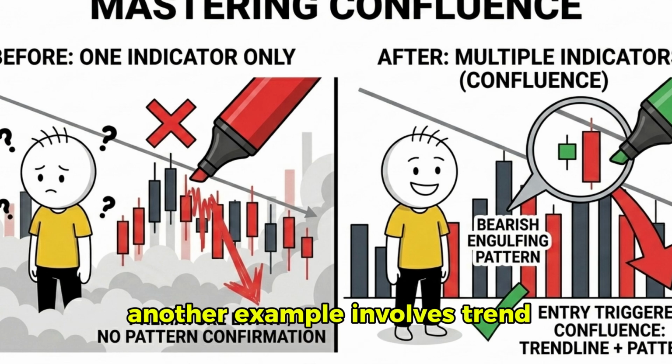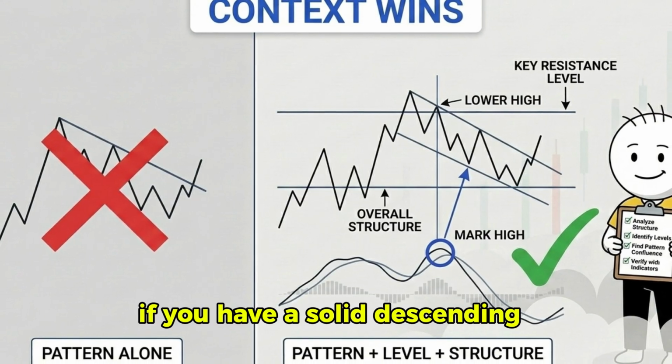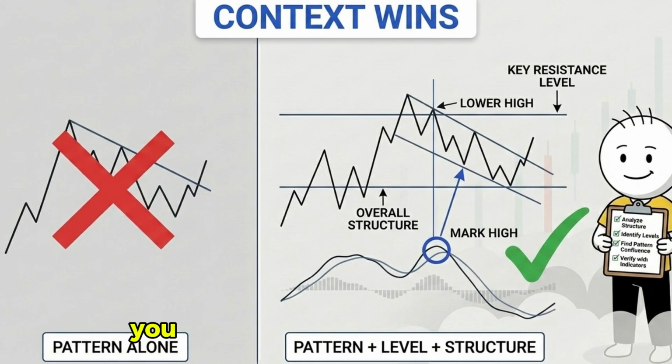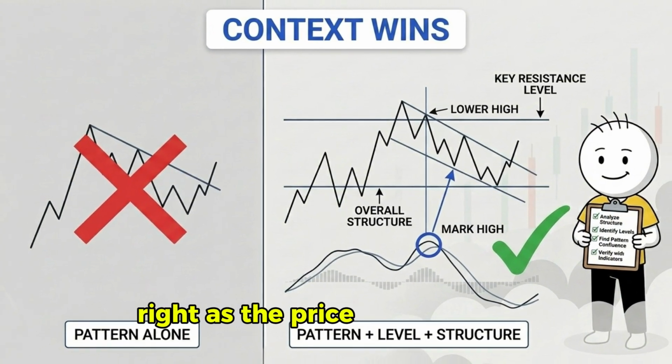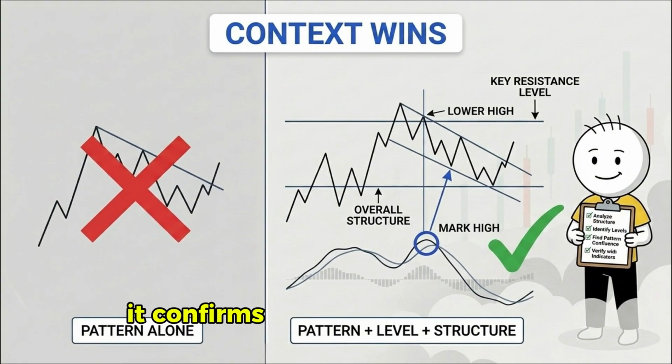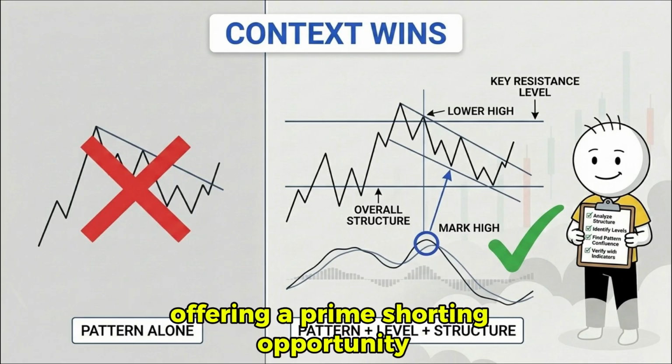Another example involves trend lines. If you have a solid descending trend line and the price approaches it, you wait for a signal. If a bearish engulfing candle forms right as the price touches that trend line, it confirms that the trend line is acting as strong resistance, offering a prime shorting opportunity.